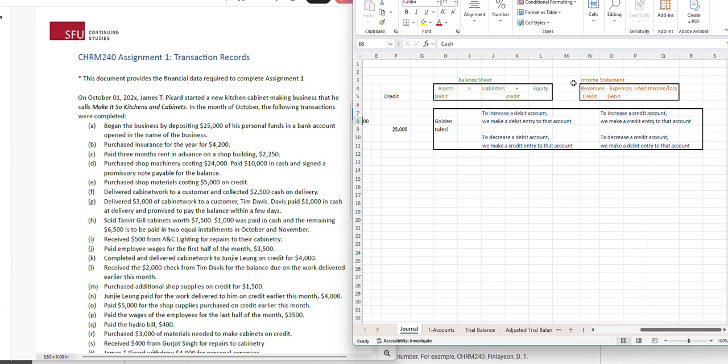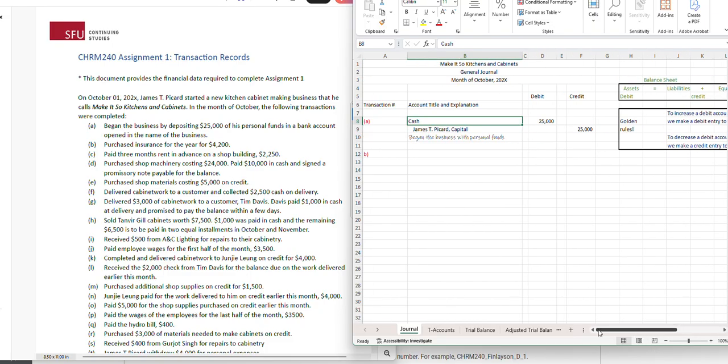So make sure you're able to use these rules. I have recommended you write them out and get familiar with them. But that's what you're going to use for all your journal entries. So let's go through a few here.